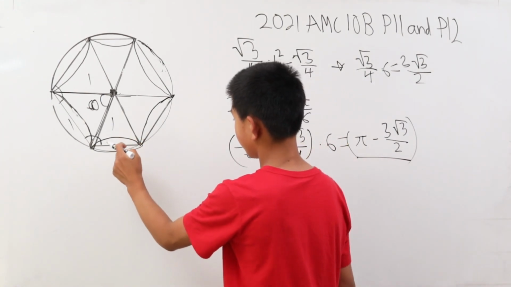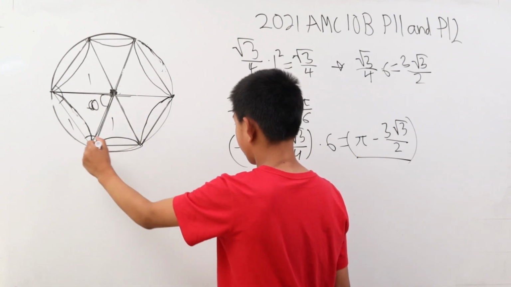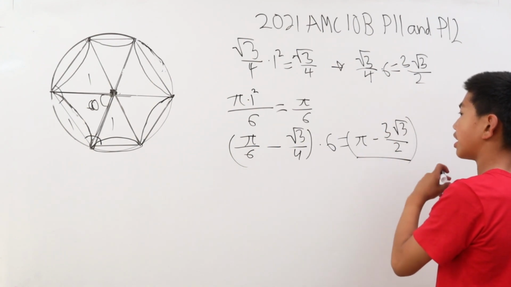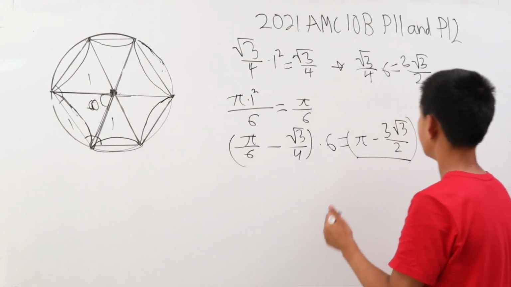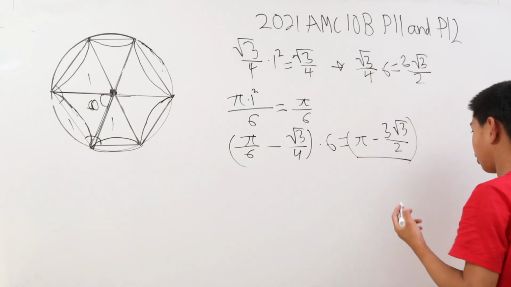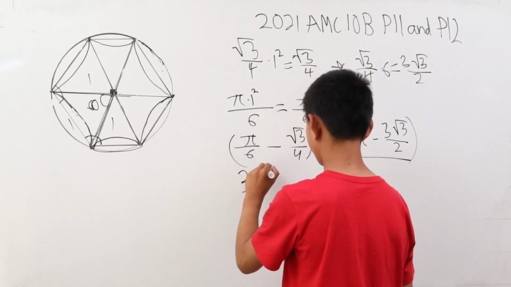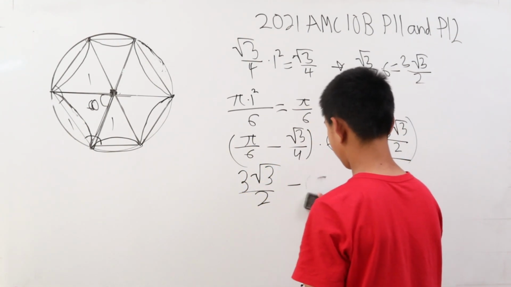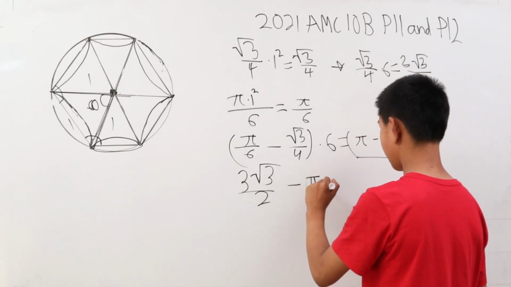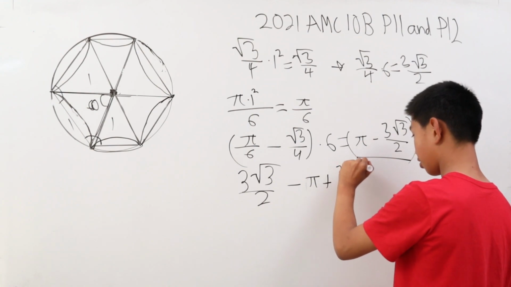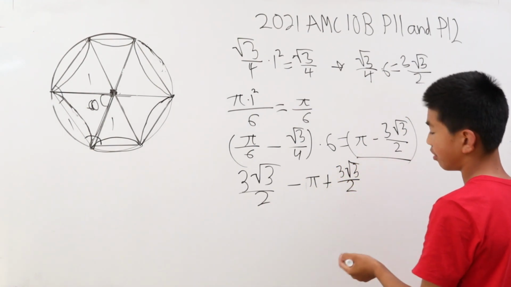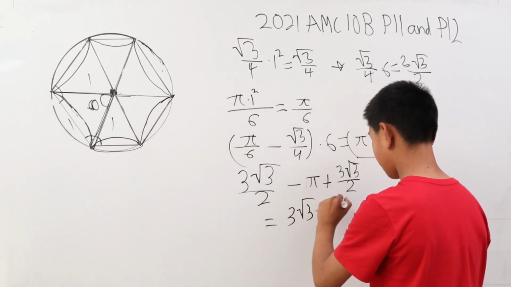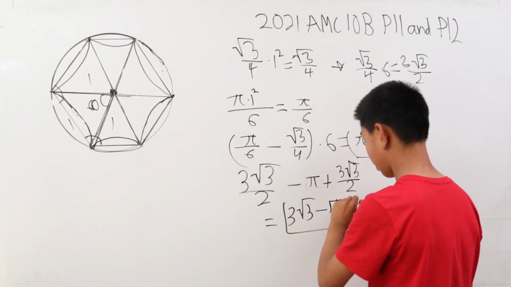Now remember that these areas are the same. Oh, no. This is the total area taken up by all of these arcs. We want to have the total area of the hexagon and then subtract the total area of the arcs. So 3√3 over 2 minus pi. Here, I'll remove the parentheses: pi plus 3√3 over 2, because that's what you get when you remove the parentheses. This will give us our answer, 3√3 minus pi. And we are, in fact, done.